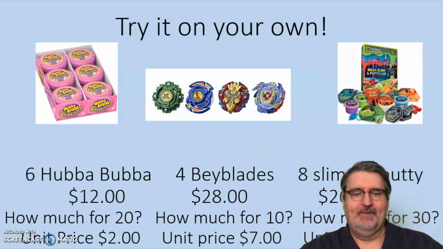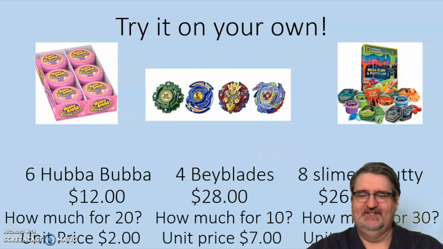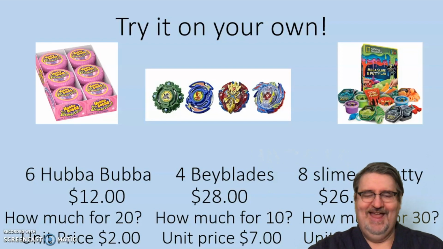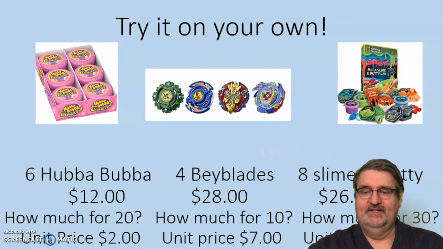Well, let's try some on our own. We have 6 Hubba Bubba for $12, and the unit price is $2. We have 4 Beyblades for $28, and the unit price is $7. We have 8 Slime and Putties for $26, and the unit price is $3.25. Let's give you a minute 30 to find out how much it would cost for 20 Hubba Bubba, 10 Beyblades, and 30 Slime and Putty.